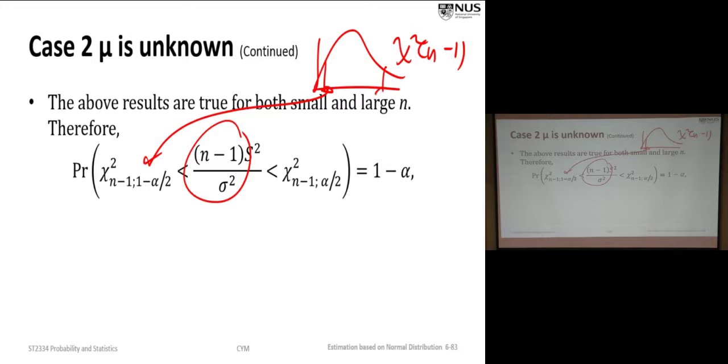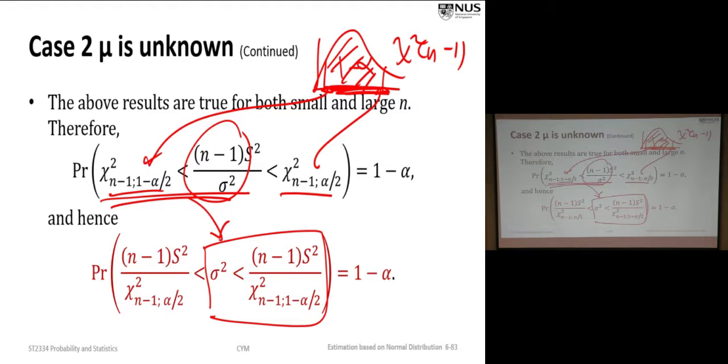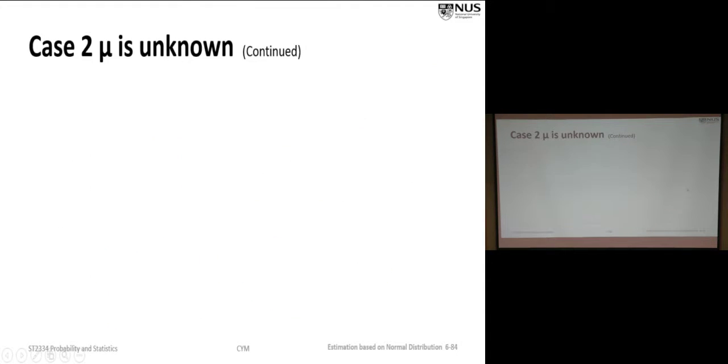Look at this and this. So this quantity falls within these two numbers with a probability equal to 1 minus alpha. Rearrange it with sigma square on one side of the inequality. So this part comes from this inequality, and this inequality comes from this inequality. So now I have sigma square in the middle, and the two ends of the inequalities are random variables. So this is the formula.